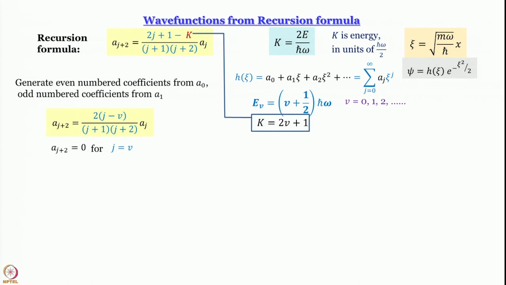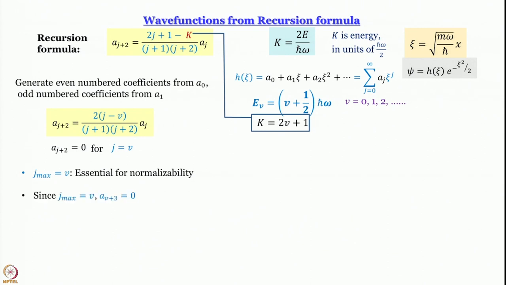There is an upper limit to j. It cannot keep on going, okay? And it would better be that way. Otherwise, if it really goes to very high values of xi square, then once again the function will not be normalizable. So, it is great that we get an expression for j max, right?